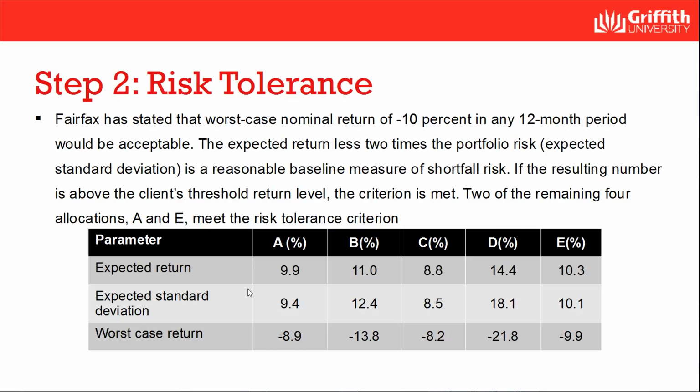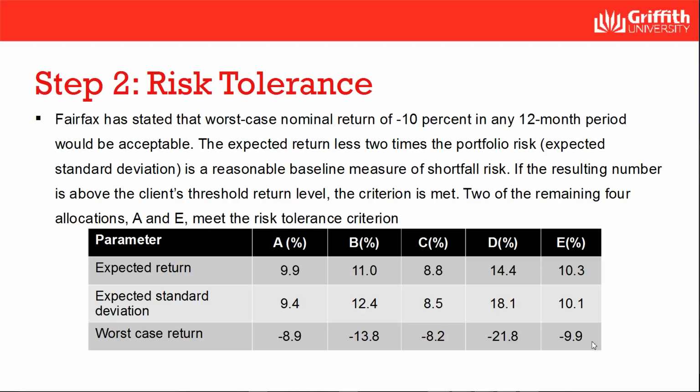So let's have a look at that. The expected return of portfolio A is 9.9%. Expected standard deviation was 9.4%. 2 times 9.4 is 18.8. So if we subtract 18.8% from 9.9%, then we get the worst case return of minus 8.9%. The same calculation is done for all portfolios.